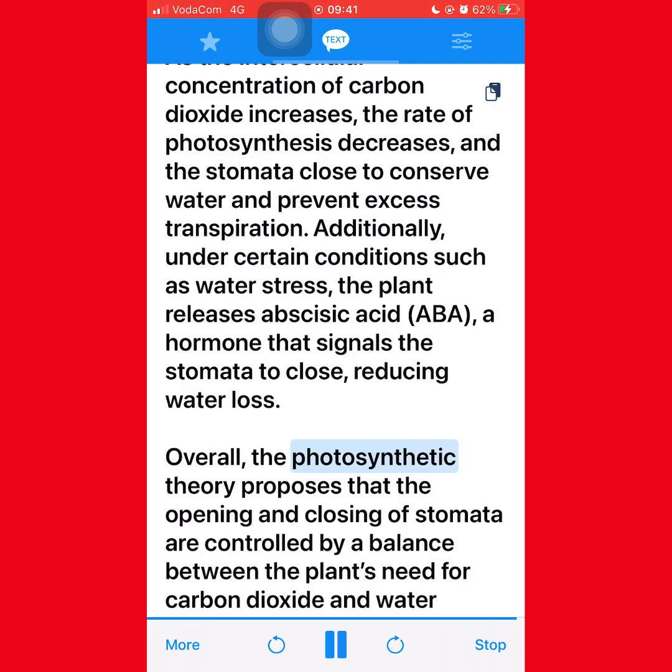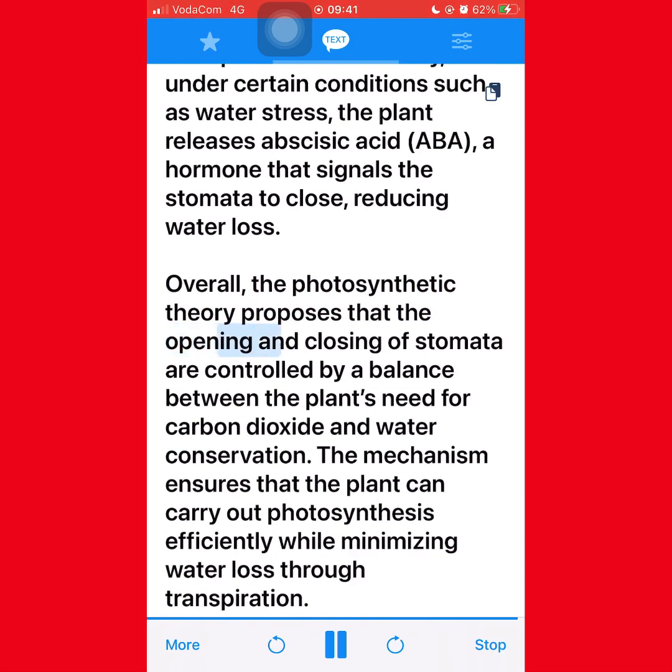Overall, the photosynthetic theory proposes that the opening and closing of stomata are controlled by a balance between the plant's need for carbon dioxide and water conservation. The mechanism ensures that the plant can carry out photosynthesis efficiently while minimizing water loss through transpiration.